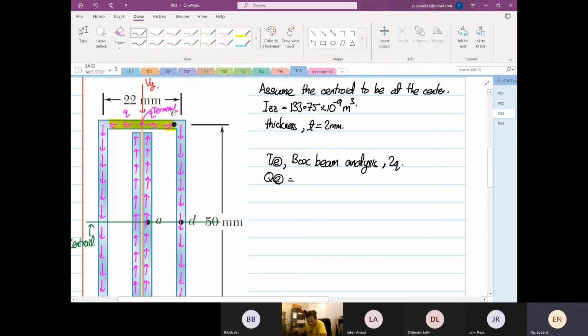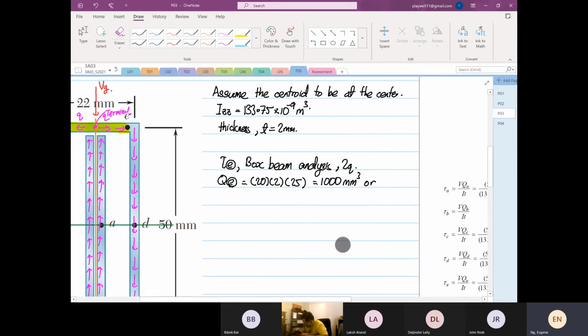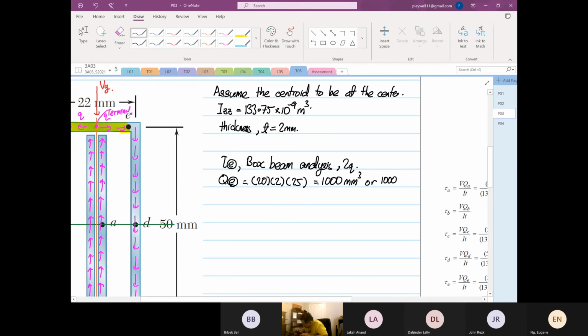The width will be 20 because the thickness is 2 millimeters, right? So this is dead center. So the width is 20. The depth is 2, right? And the Y bar is 25. Right, we're going to take the Y bar 25. So this will be equal to 1,000 millimeter cube, or 1,000 times 10 to the power minus 6 meter cube.